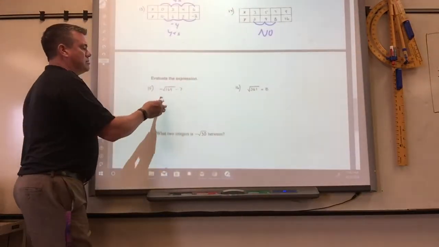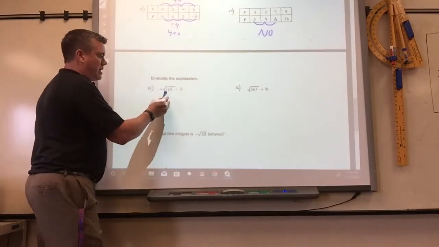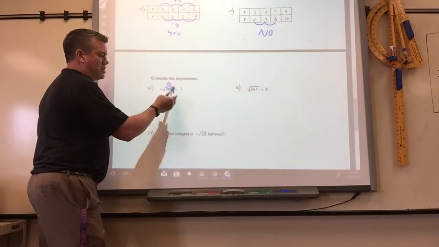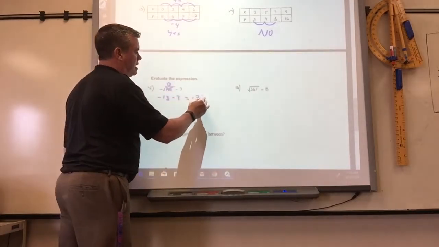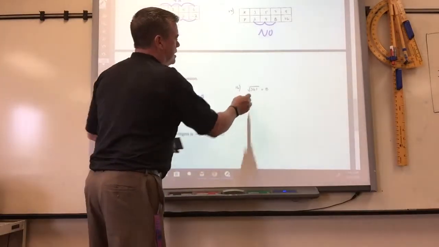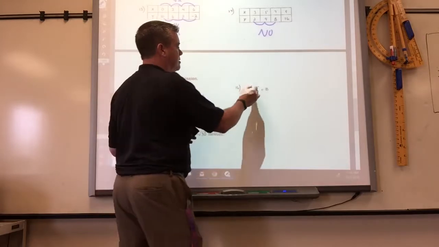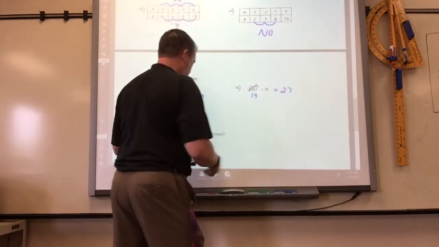Evaluate means solve. So the square root of 169, you can figure that out on your calculator, is 13. The negative's on the outside, so it stays there. So it's negative 13 minus 7, which is negative 20. The square root of 361 is 19, plus 8 is 27.